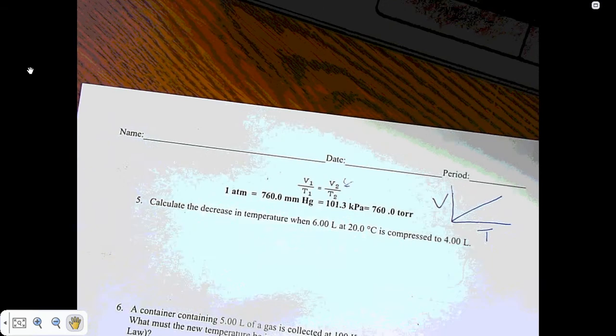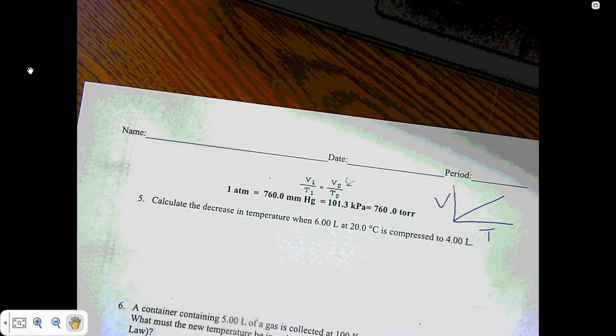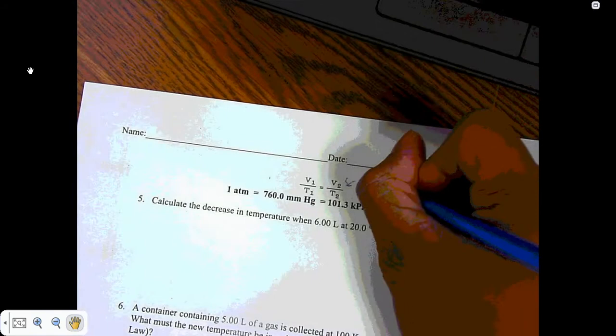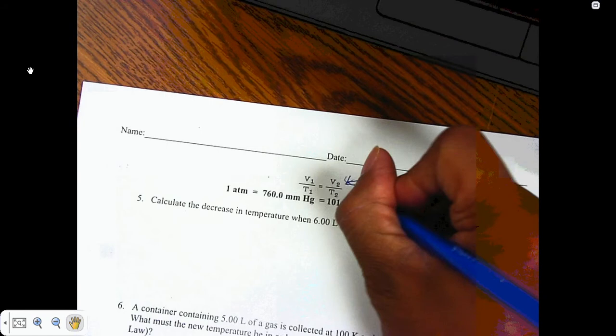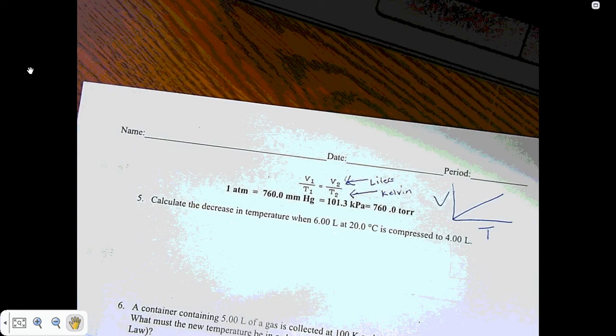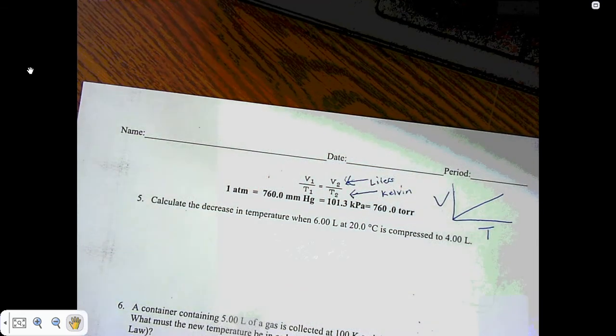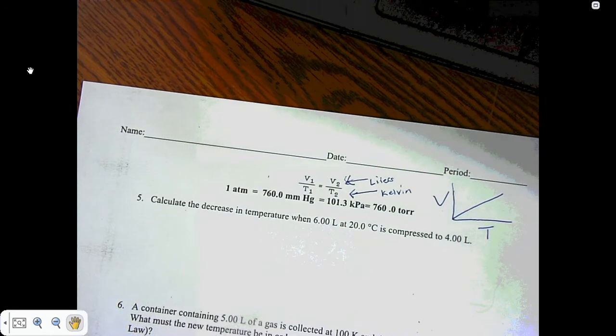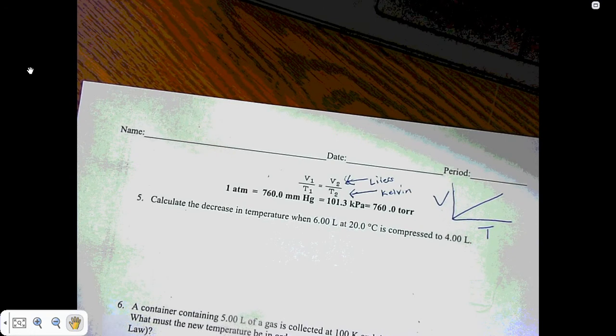What's also important to note is that I usually use units of liters for my volume. And for temperature, you absolutely must use Kelvin temperature to get the correct answer. So let's get started. In this first question, we're asked to calculate the decrease in temperature when 6 liters at 20 degrees Celsius is compressed to 4 liters. So first we're going to solve for one of our variables and then answer the question by calculating the amount of decrease.